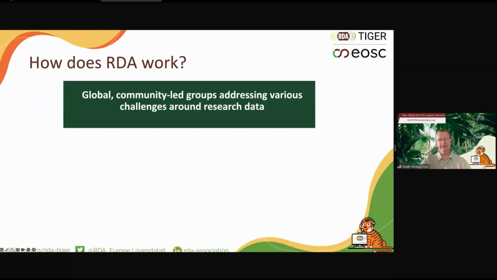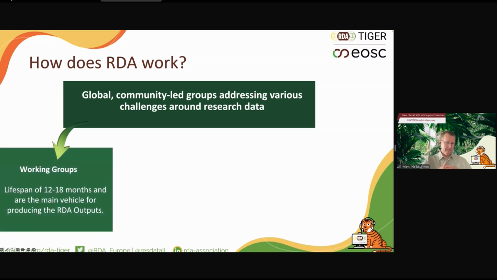So how does the RDA work? It's a global organization, so quite a lot of attention is paid to make sure that one of the regions is not overrepresented. And as I said, it has a structure and process for creating groups that focus on specific subtopics of FAIR data. In these groups, you have the working groups, which I like to call the tip of the iceberg.